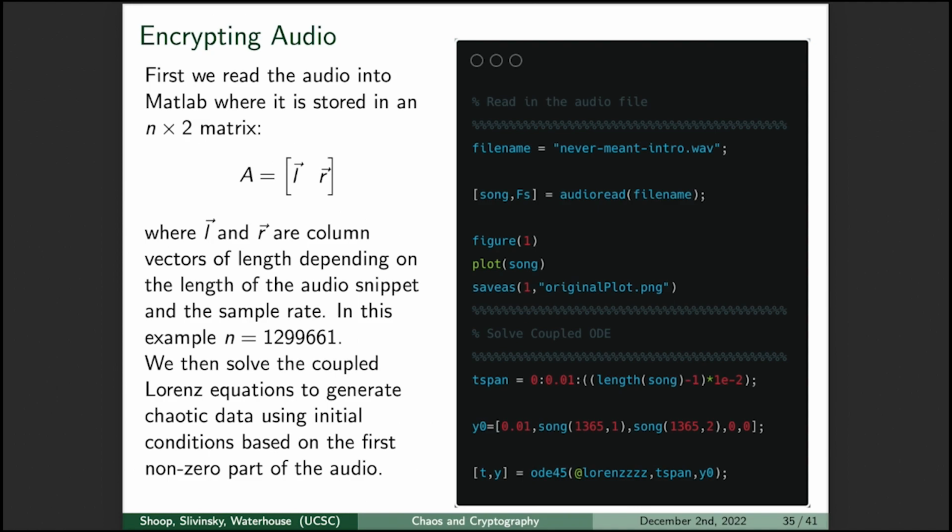The length of these column vectors depends on the length and sample rate of the audio snippet. In this specific case, the column vectors are of length about 1.2 million. We now solve the coupled Lorentz equations in order to generate chaotic data. We choose initial conditions based on the first non-zero part of the audio, but we can use any initial conditions and everything should work out in a similar way. The code here on the right simply shows what was just described. One important factor is to make the t-span at least as large as the column vectors, so there is enough chaotic data to mask the entire snippet.